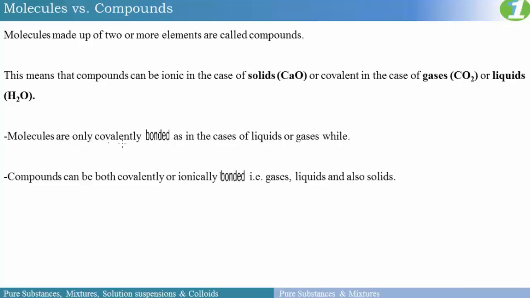Molecules are only covalently bonded, as in the case of liquids or gases, while compounds can be both covalently or ionically bonded in the case of gases, liquids, or solids. So that is how we distinguish between a molecule and a compound, where we're saying that a molecule is covalently bonded, whereas the compound can be both covalently as well as ionically bonded.